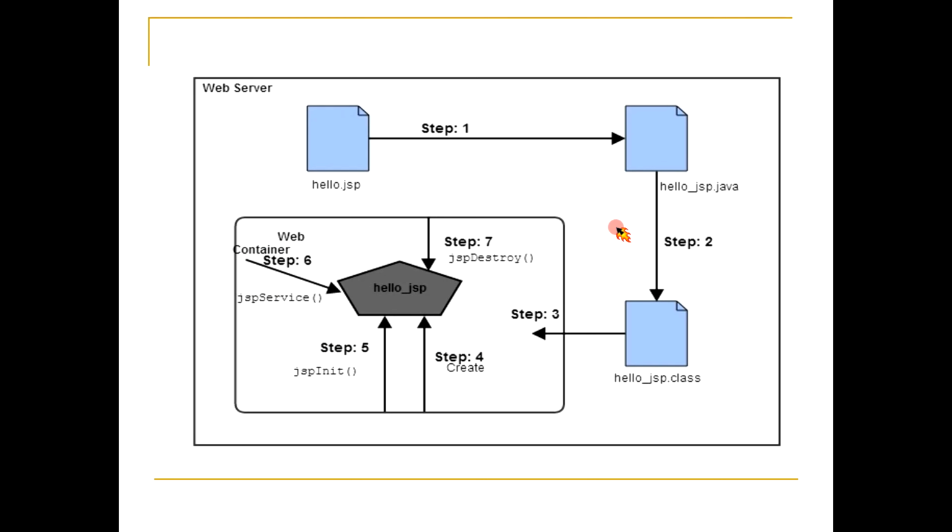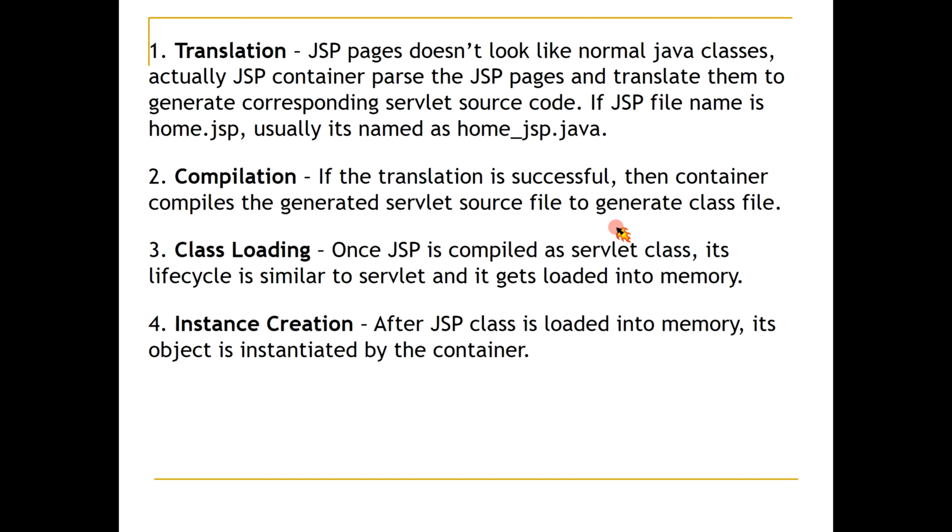Okay, this is an example of a JSP page and how it is converted. We will see it later on. So here is the translation phase, which is the first phase. A JSP page doesn't look like a normal Java class. Actually, the JSP container parses the JSP pages and translates them to generate the corresponding servlet source code. If the JSP file name is home.jsp, then it is usually named home_jsp.java, which is our servlet file, converted from the home.jsp file.